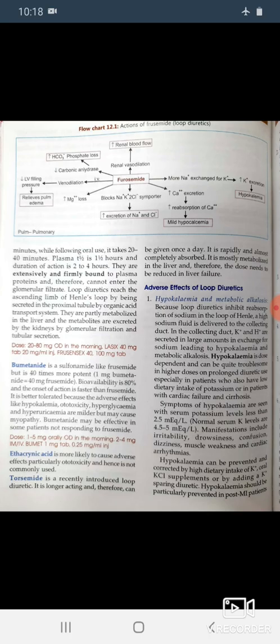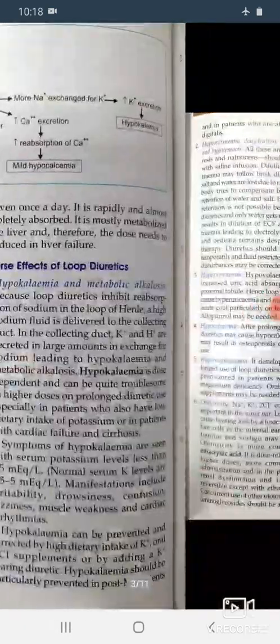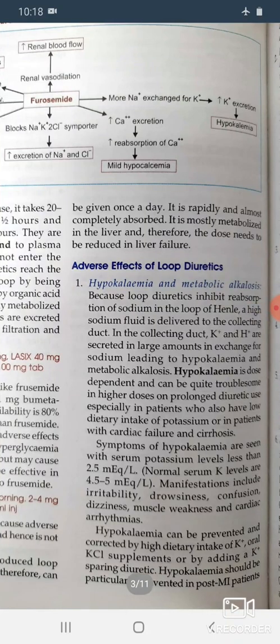So you can see the description here also. Because the loop diuretics inhibit the reabsorption of sodium in the loop of Henle, a high sodium fluid is delivered to the collecting duct, and in the collecting tubule, potassium and H plus are both secreted in large amounts in exchange with sodium. So sodium is reabsorbed in exchange with potassium as well as hydrogen ions. More potassium is excreted, producing hypokalemia, and more excretion of H plus decreases acidity and produces alkalosis. So the body's fluid becomes alkaline. That is metabolic alkalosis.